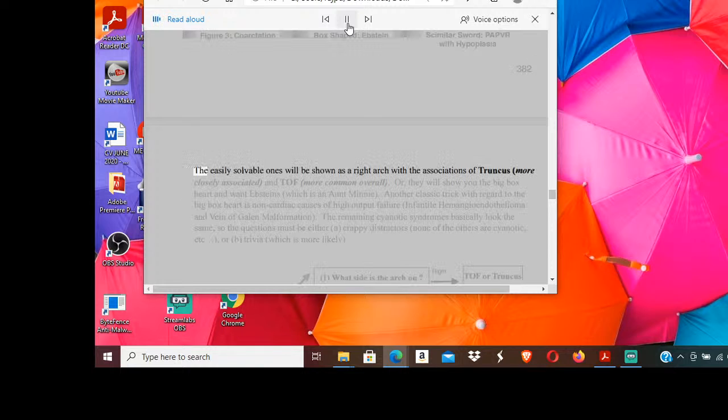382. The easily solvable ones will be shown as a right arch with the associations of truncus, more closely associated, and TOF, more common overall. Or, they will show you the big box heart and want Ebstein's, which is an Aunt Minnie. Another classic trick with regard to the big box heart is non-cardiac causes of high output failure, infantile hemangioendothelioma and vein of Galen malformation. The remaining cyanotic syndromes basically look the same, so the questions must be either A, crappy distractors, none of the others are cyanotic, etc., or B, trivia, which is more likely.